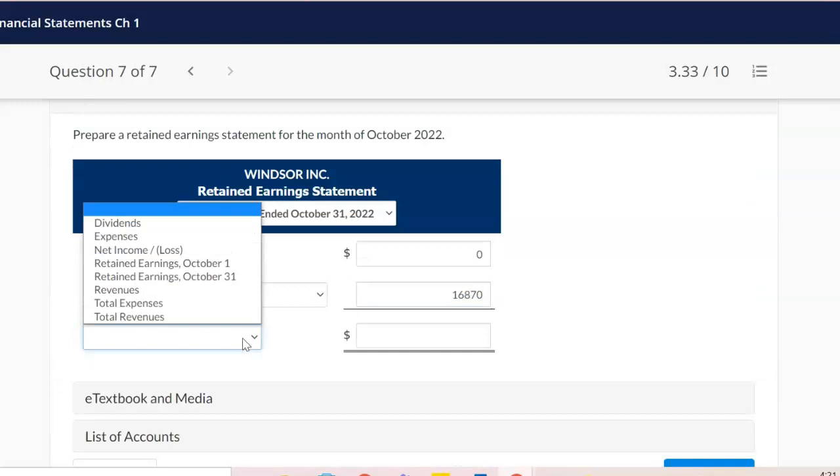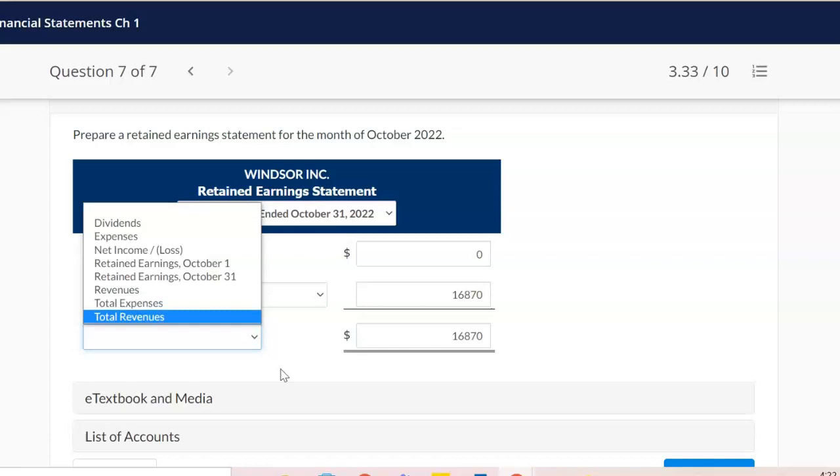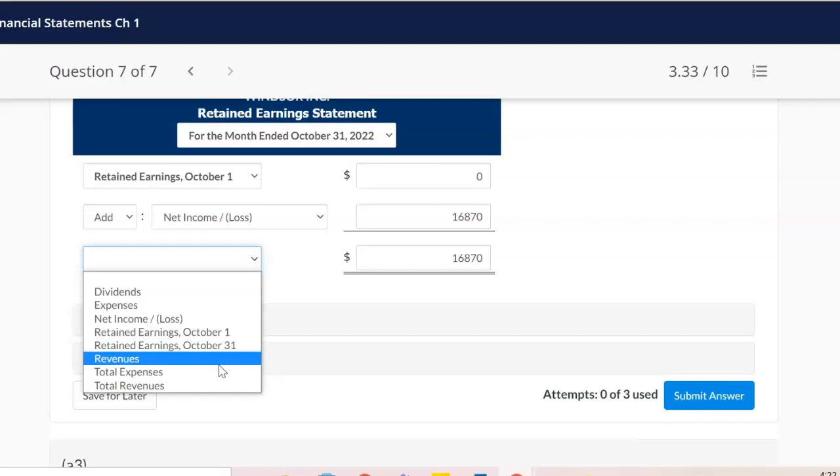Okay, now go down a bit. Hit something here. No, there shouldn't be anything else. Add these two together. Put 16.8 in here. I don't know what he wants here. What's this? It would be total retained earnings, I guess. Can you go down? Get this down there. I don't know. Forget about it.